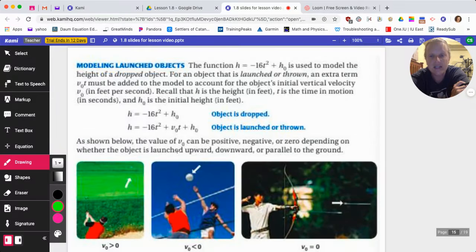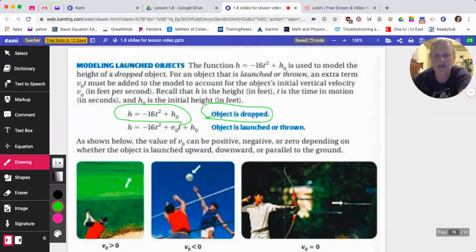So h equals negative 16 t squared plus h sub 0 is when the object is dropped. Standing at the top of the building, I drop the object. No more velocity is needed. When I have h equals negative 16 t squared plus v sub 0 t, this part's added, plus h sub 0, that part right there helps me realize the object is launched or thrown.